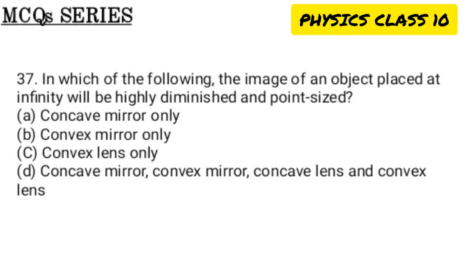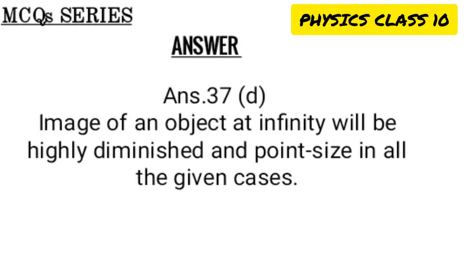Now moving toward the last question, 37. In which of the following will the image of an object placed at infinity be highly diminished and point sized? Concave mirror only, convex mirror only, convex lens only, concave mirror, convex lens, concave lens and convex lens. And for this, option D was correct.